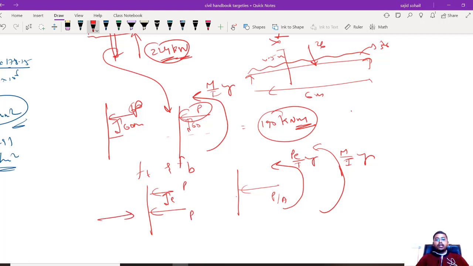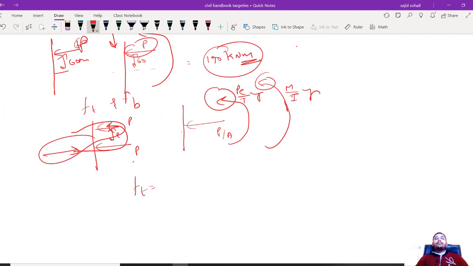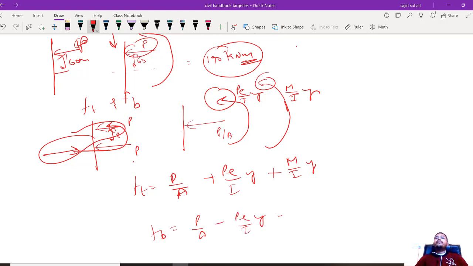So when I am transferring from top to some distance eccentricity E, put equal and opposite direction, and you can clearly see these two. Just join the arrow and the tail, that will be the direction of your moment. So the direction of moment is this direction, arrow at the top. So clearly my FT will be nothing but P by A plus PE by I into y plus M by I into y. And what will be your FB? It will be P by A minus PE by I into y minus M by I into y.